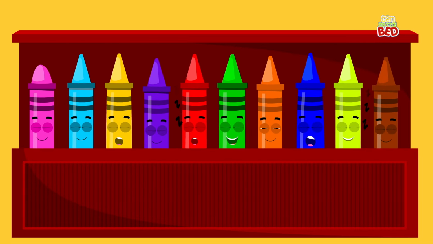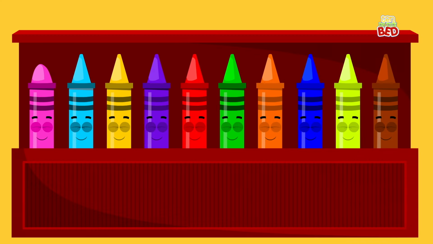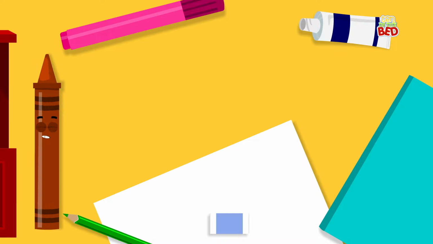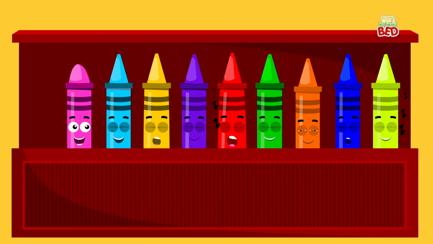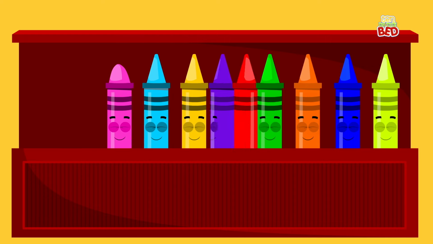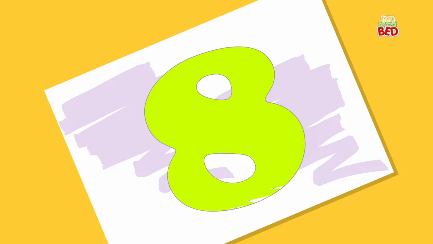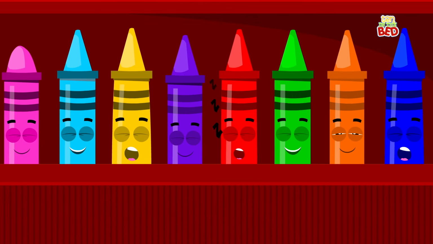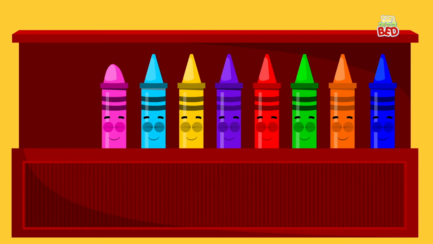There were 10 in the bed and the little one said, roll over, roll over. So they all rolled over and one fell out. Nine. There were 9 in the bed and the little one said, roll over, roll over. So they all rolled over and one fell out. Eight. There were 8 in the bed and the little one said, roll over, roll over. So they all rolled over and one fell out.